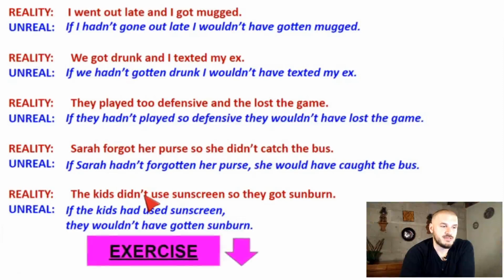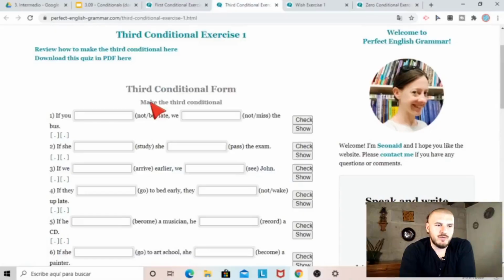Let's do an exercise. Go to point number 4 in the description to do the activity. So again, here we are in my favorite page. And here is the activity for third conditional. Okay? So make the third conditional. Remember, it's if and the past perfect, and then would have past participle.